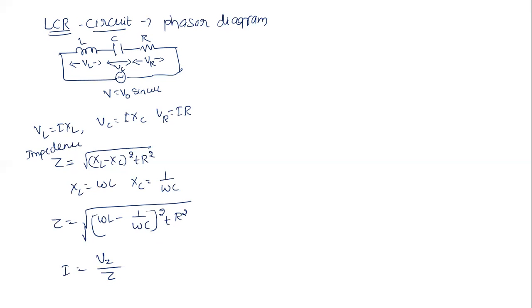Now there is a phase angle here. If I draw the phasor diagram, this is VL minus VC, this is VR, and this is V. This is the phase angle, let's say phi. So phi means the phase angle between current and voltage.